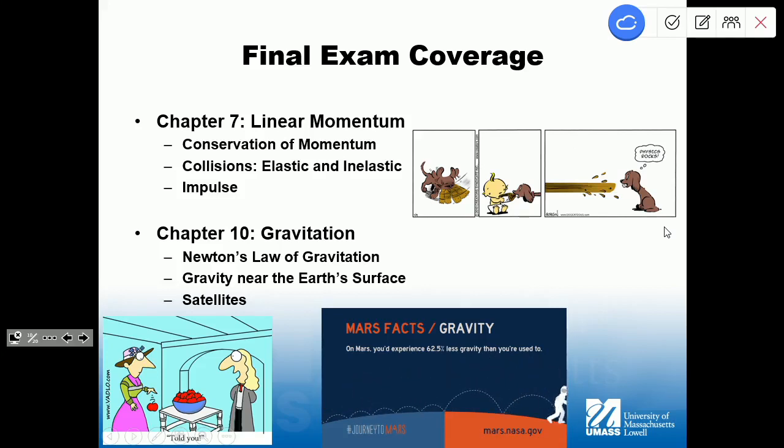Right. After that was gravitation, which is another of Newton's laws, not one of the three laws of motion, but Newton's law of gravitation, right? Which was G m1 m2 over r squared, the force of gravitational attraction between two objects of mass m1 and m2.